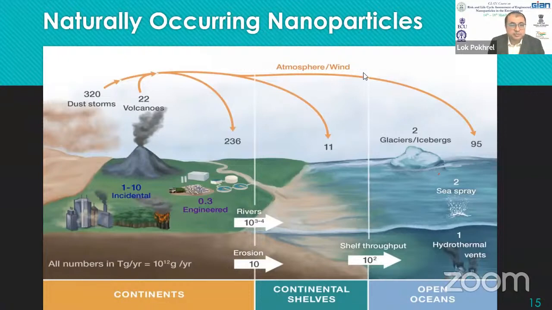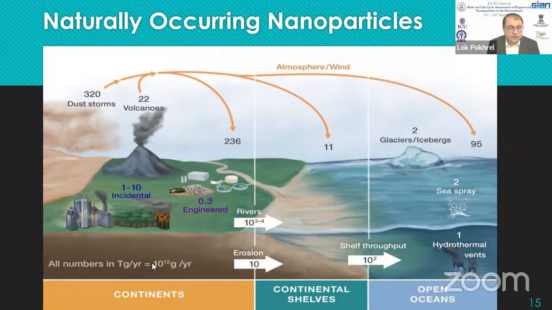Now let's talk briefly about naturally occurring nanomaterials. Professor Rao, I think, earlier alluded to several types of naturally occurring nanomaterials, like volcano, sea salt-based nanomaterial that can be naturally formed in the sea. So here what you're looking at is the global burden of naturally occurring nanomaterials and the proportion of these different sources.